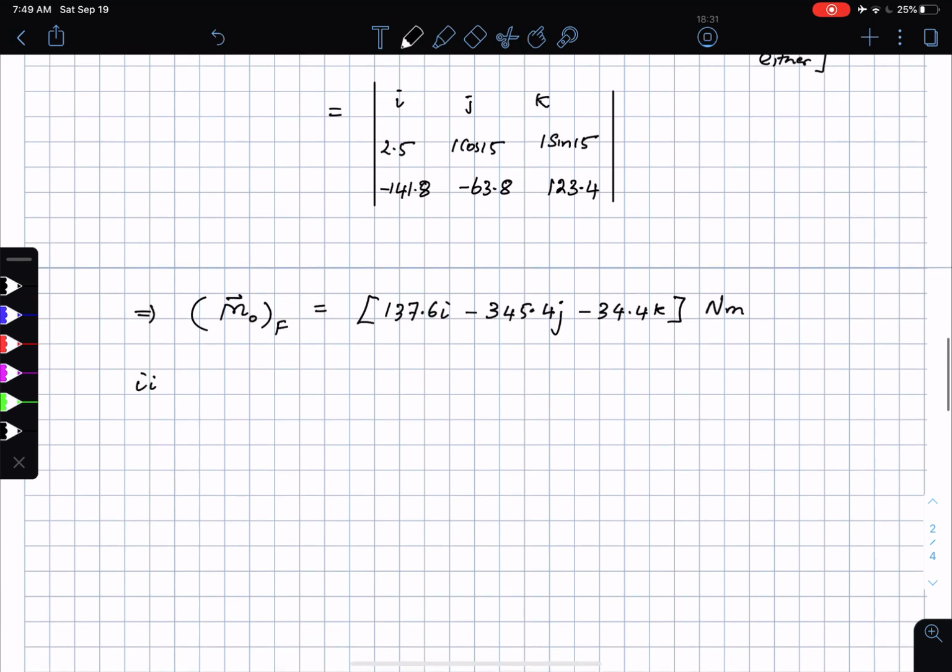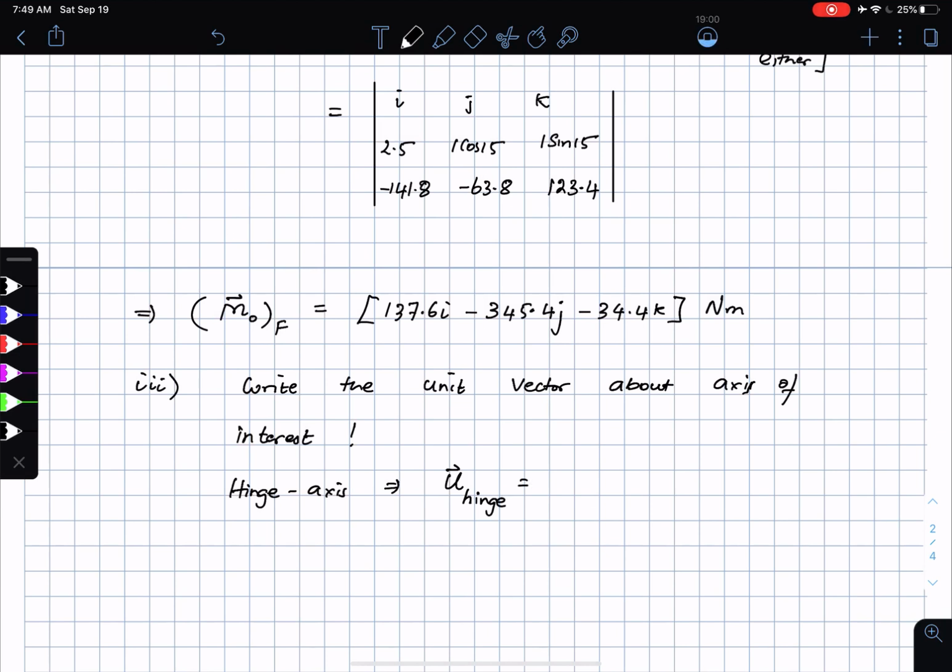Then step 3, write out the unit vector about the axis of interest. Okay, axis or line of interest. So hinge axis, which means that U hinge is just going to be the unit vector along the x-axis, right? Because this is essentially what it was.